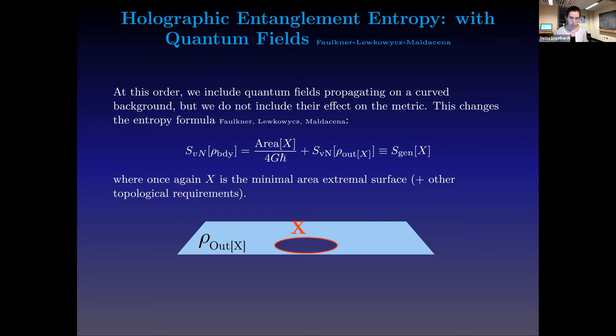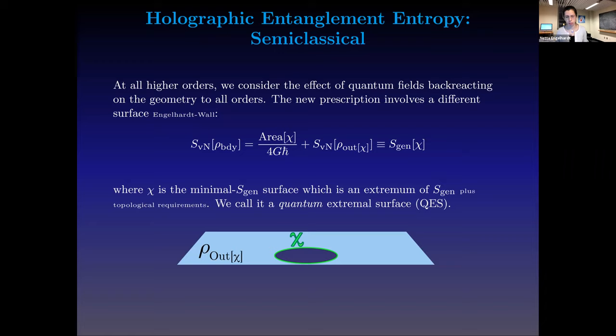Now, if we wanted to work to basically any other higher order in G h bar, where we consider the effect of quantum fields actually back-reacting on the geometry, which is what we want to consider if we're looking at an evaporating black hole, then we have to take a different surface here. So instead of taking the minimal area extremal surface, we take the surface that extremizes this quantity, the generalized entropy. And if there are multiple such surfaces, we pick the one with minimal generalized entropy. So a surface that extremizes this quantity, the generalized entropy, we call the quantum extremal surface. And again, if there's more than one, then we pick the one that minimizes the generalized entropy. Here we have some quantum extremal surface chi and we evaluate its generalized entropy on a Cauchy slice, or if your spacetime is not strictly globally hyperbolic, on a time slice, where this here is the state of the quantum fields outside of this quantum extremal surface chi. Yeah, so this is a lightning review of the holographic entanglement entropy.